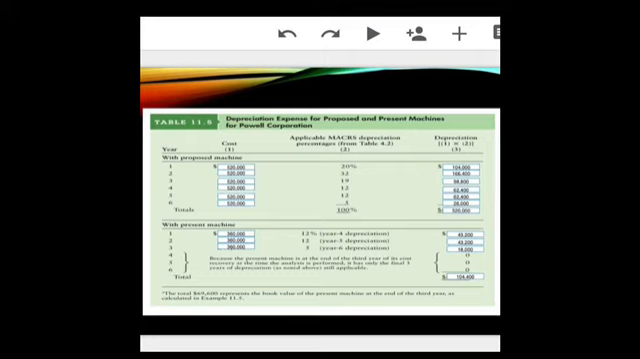Depreciation expense for proposed and present machines for Powell Corporation. As you can see in this table, they show the depreciation and how these machines will depreciate for the following years. They use the MACRS depreciation method. With the proposed machine, they showed how much money will be depreciated from 1 to 6 years. They initially start with 5 years, but this depreciation method gives you 6.